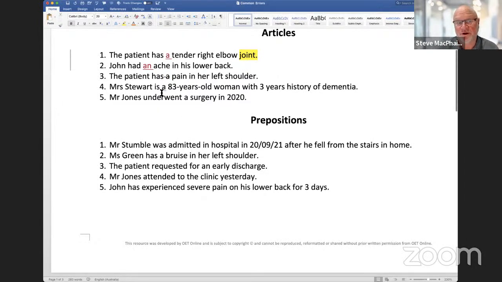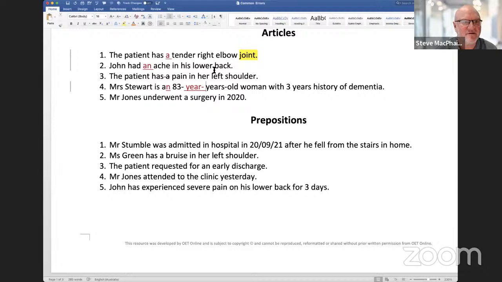Next one. Mrs. Stewart is an 83 years old woman with 3 years history of dementia. Quite a few errors in this sentence, and we need to fix these, right? So again, 83, so that's phonetic, isn't it? Begins with an E. So the way it sounds is the way that guides the rules that we need to apply. So again, Mrs. Stewart is an 83. Now, this is a common error. Many of you will know this one now. We don't really want to put the S there, do we?